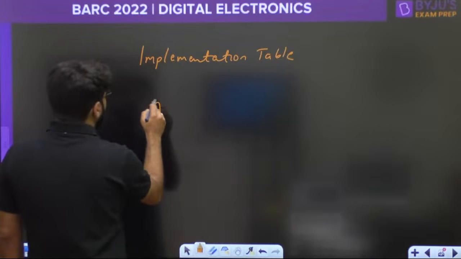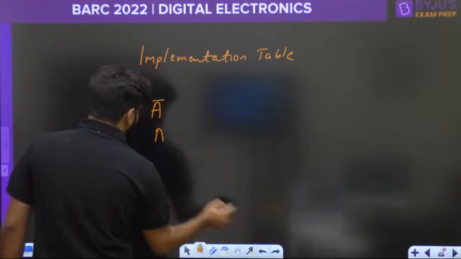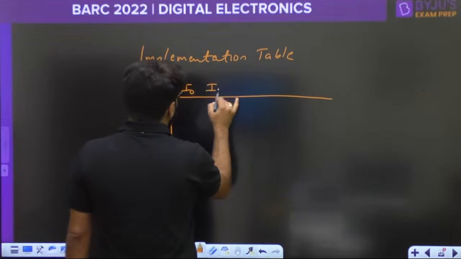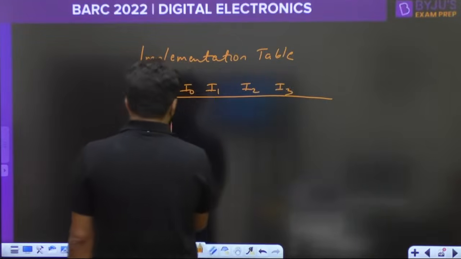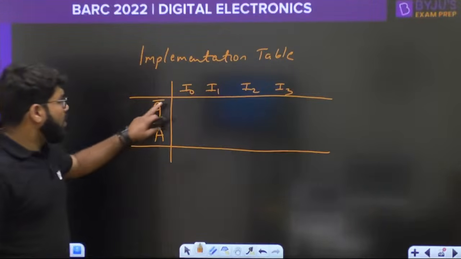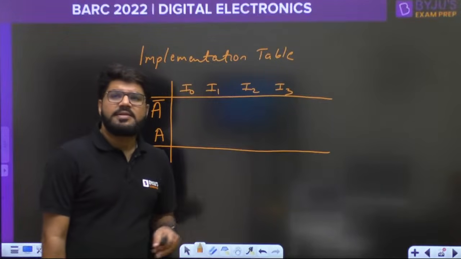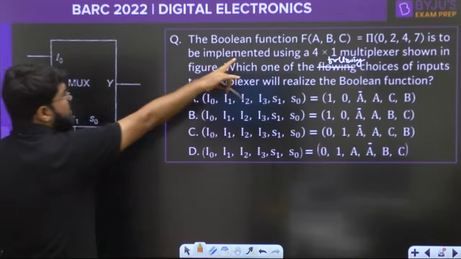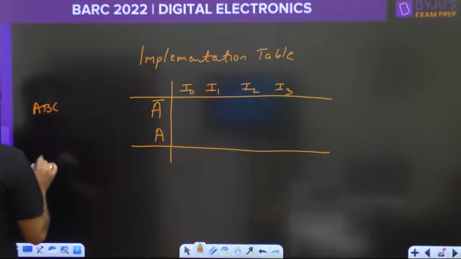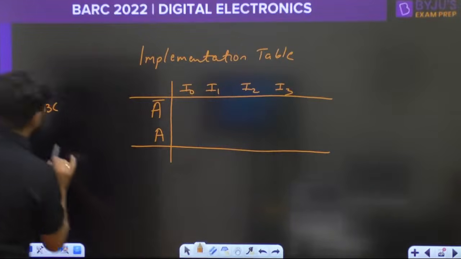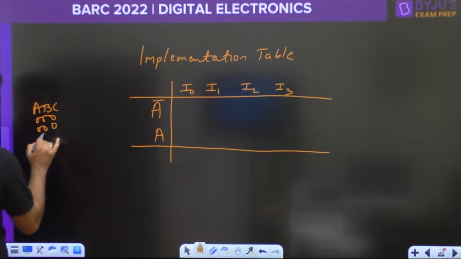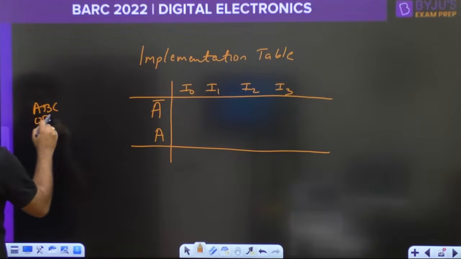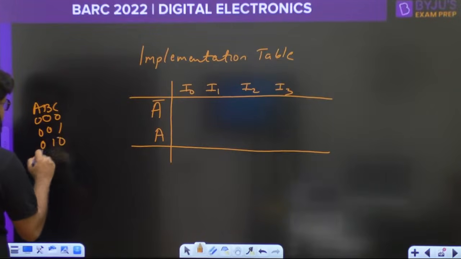You will have two rows in the implementation table. One is for A bar, one is for A. And then here I write down the input lines I0, I1, I2, I3 to be decided. Now, what are the minterms to be written in this implementation table? If you write down ABC, A being the first one, the MSB, it starts with 0 0 0, 0 0 1, 0 1 0, 0 1 1.